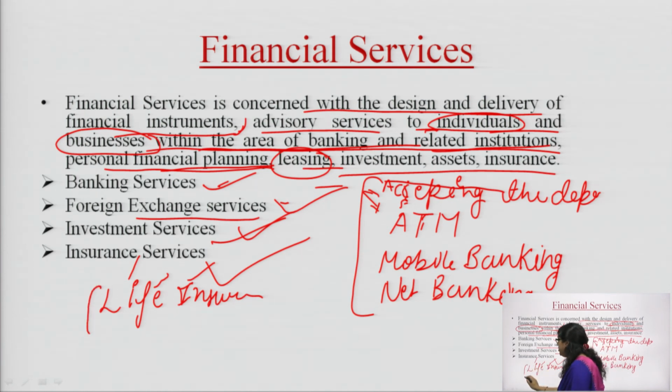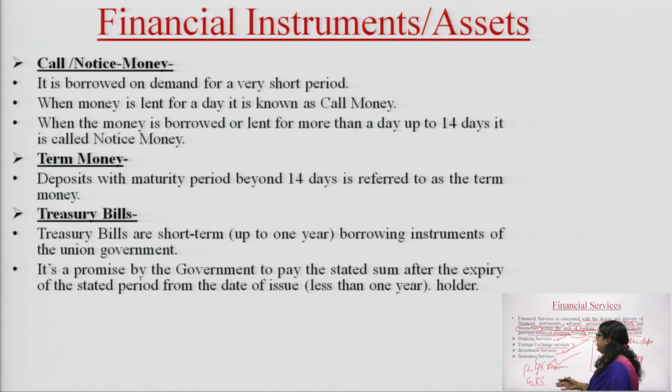We can also call general insurance the GIC. What is general insurance? When you have marine insurance, vehicle insurance, or house insurance, you are securing your assets. Physical assets you are insuring.